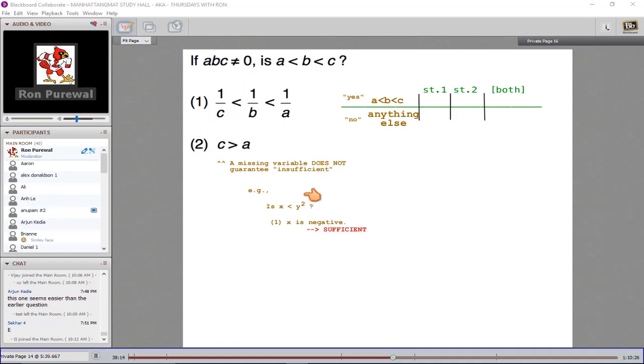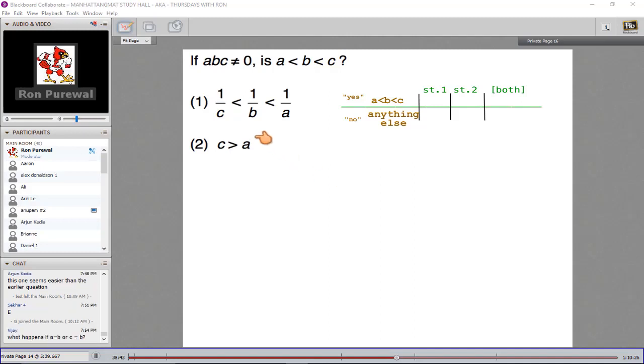The point is that y squared is already 0 or positive. So even if we don't know anything about y, if I tell you x is negative, that would mean it had to be less than. So you can't just notice that B is missing and automatically say not sufficient. That's not always how it's going to work. In practice, if you're missing a letter or don't know anything about one, then probably it's going to be not sufficient, just because there's a lot of freedom in those cases, but you still need to actually prove this.